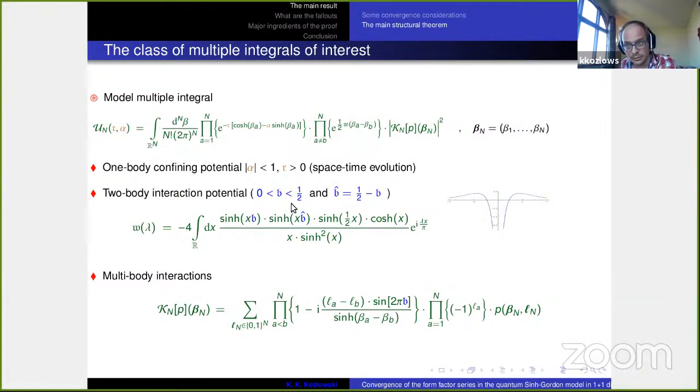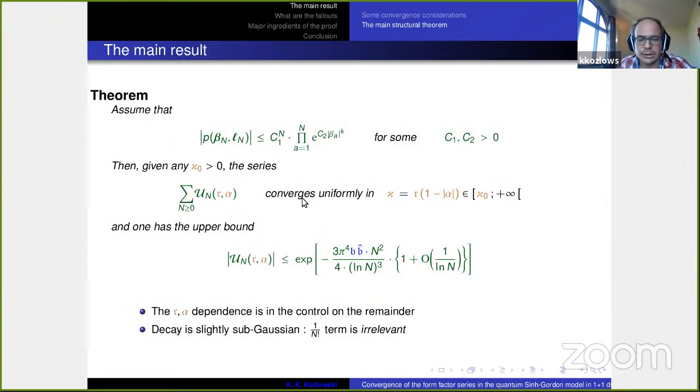These are exactly the same u_n which appeared in the expansion for the 2-point function. And the bound which I can establish for this u_n of r and alpha, provided r is strictly positive and alpha lower than 1, is that when n grows, it decays slightly slower than a Gaussian in n. So of course, this upper bound tells you that the series converges.